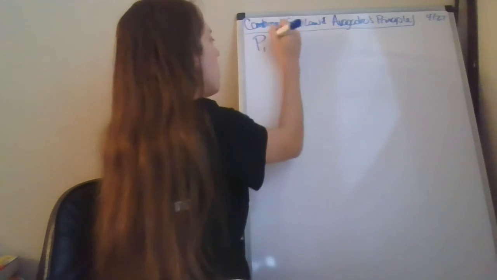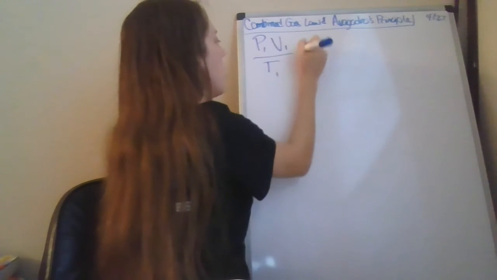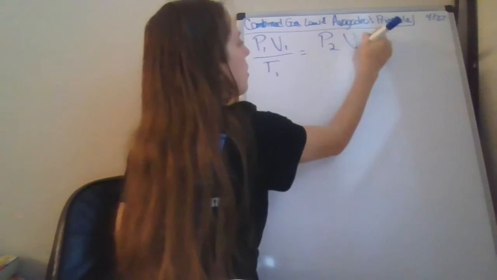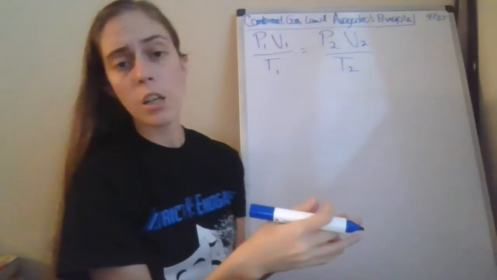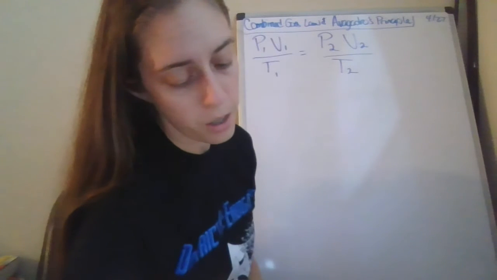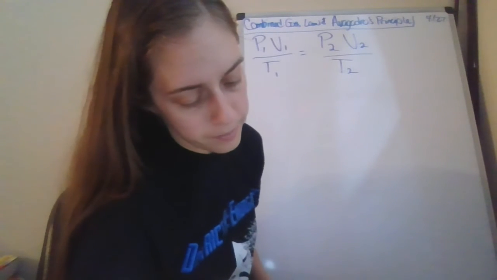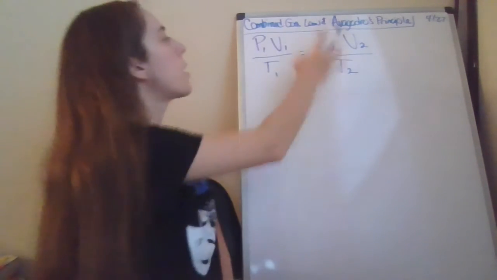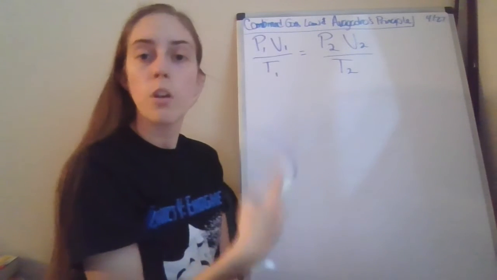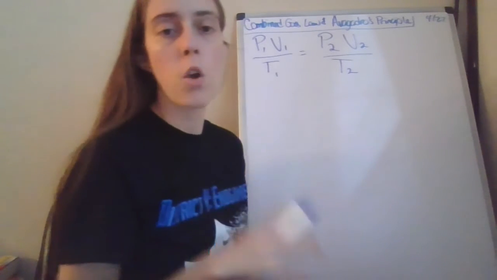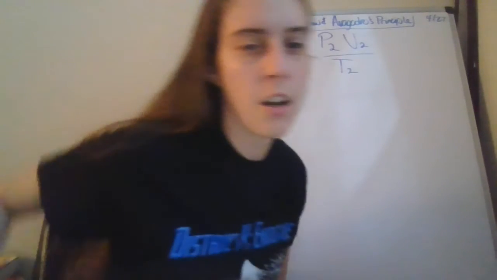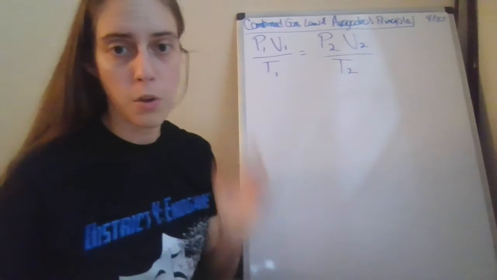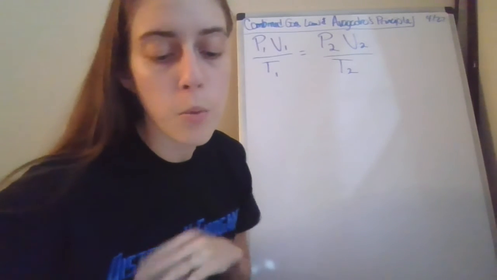So you have P1 V1 over T1 equals P2 V2 over T2. The biggest thing is you can really only solve this for one variable at a time. But you can ultimately create this out of Charles' law, Boyle's law, and Gay-Lussac's law. So this is only if you've got different conditions where you have more than two things changing. So let's read an example where you would figure this out.